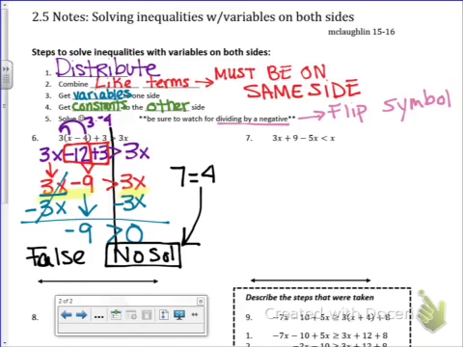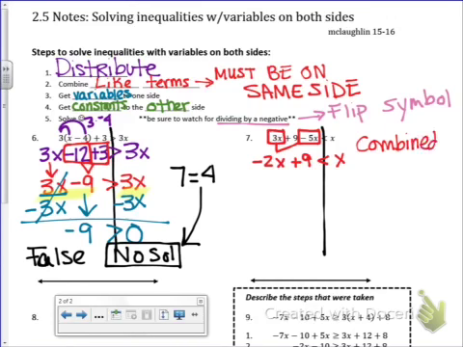Alright, so if we come to number 7, look at number 7, there's no distributing that needs to happen. But if you notice, there is a 3x and there is a minus 5x. Those are like terms. They're on the same side. So if I take 3x minus 5x, that gives me negative 2x. Bring down my plus 9, bring down my inequality, bring down my x. Okay, so I've combined my like terms.